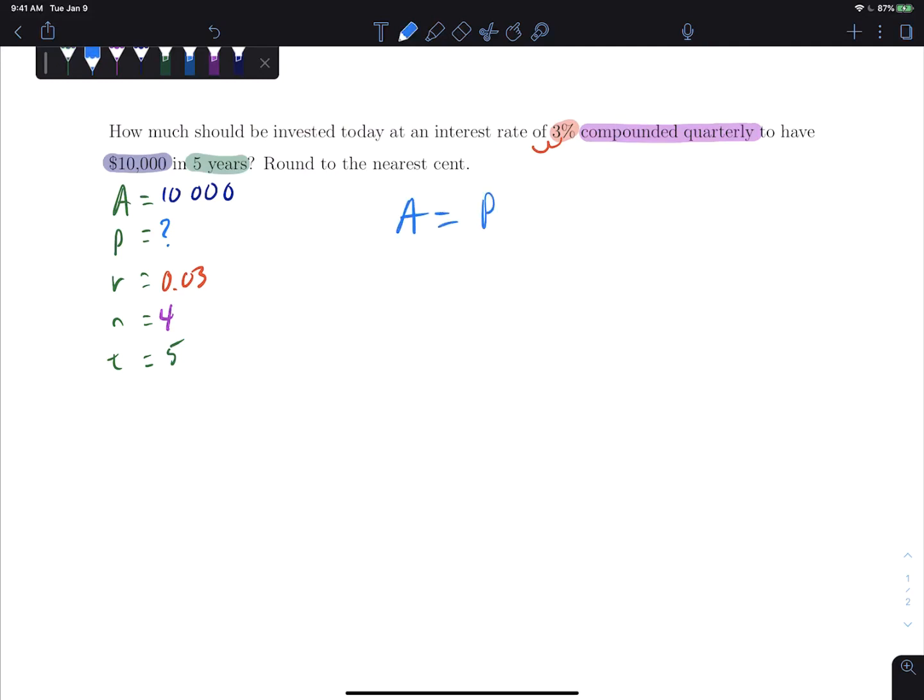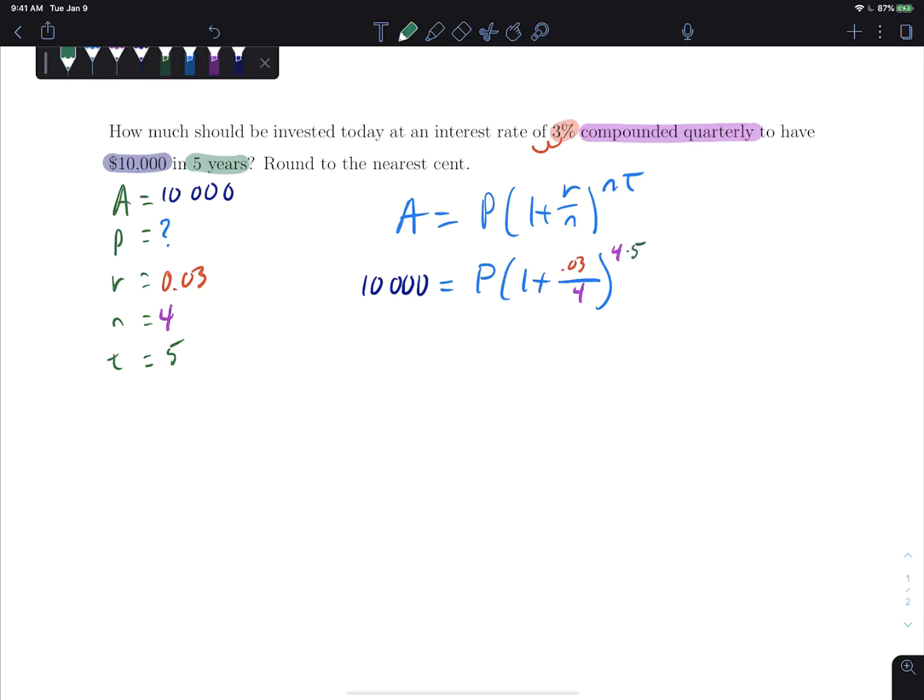Again, the formula is A equals P times 1 plus r over n to the n times t. So, plug everything in that we know. We have 10,000 for A equals, we don't know P, times 1 plus the r of 0.03 all over n of 4 all to the 4 times t, which is 5. Notice that just makes the exponent 20, that's all.